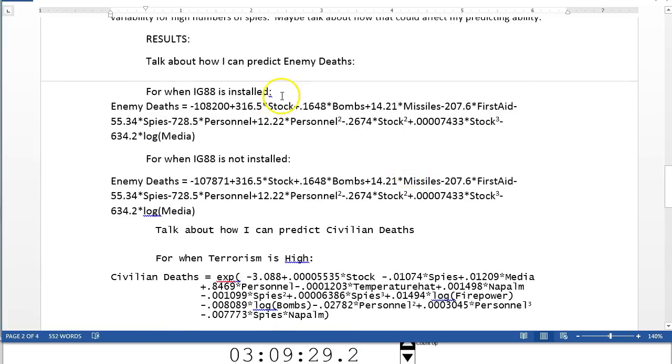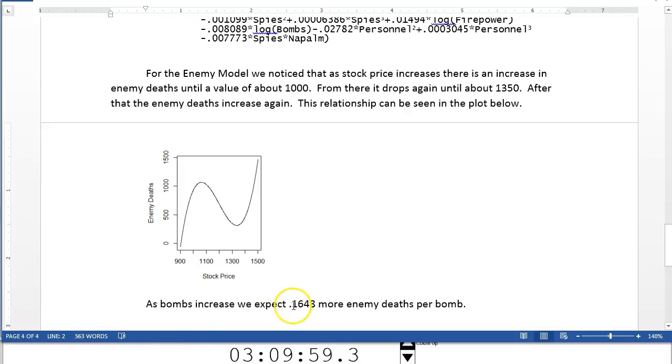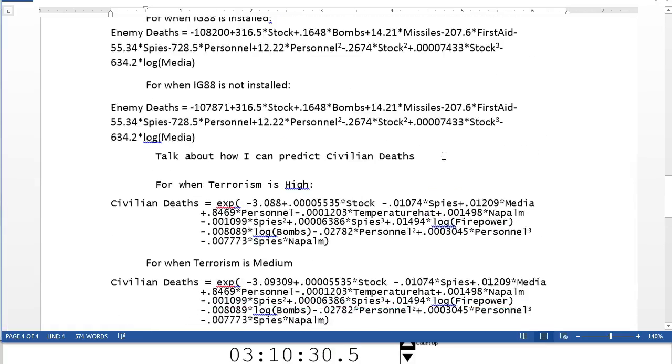There's stock. Let's talk about bombs. And bombs being just linear, that was easy. As bombs goes up, we get 0.1648 more enemy deaths. That's actually pretty low. I think if you were to drop a whole lot of bombs, you would hope for more than a 16% return on that. You'd hope multiple deaths per bomb. Of course, I don't know, maybe I've just seen too many movies.